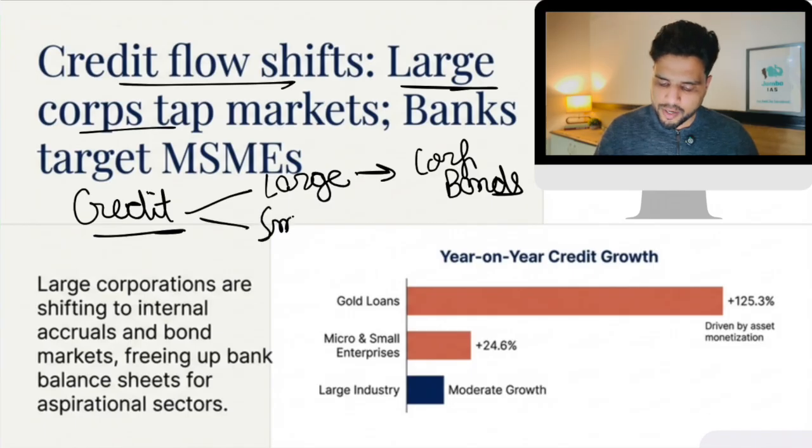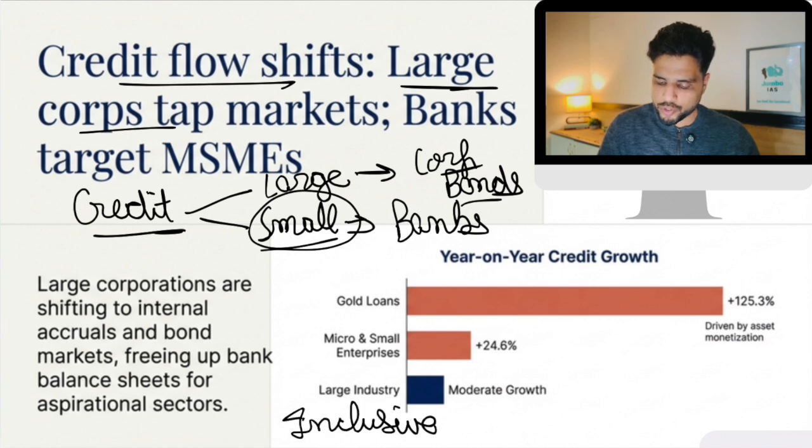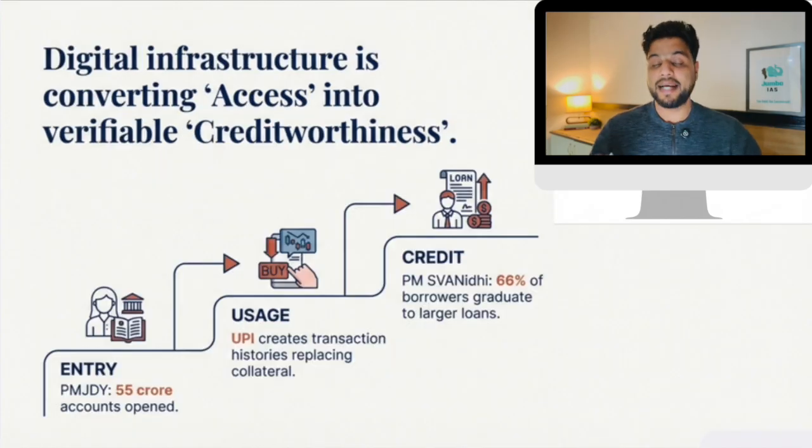And small companies are still reliant on banks. Now, this is a good sign. I'll tell you why. Because earlier, large companies used to borrow so much money that banks were left with little money to lend to small players. So small players were crowded out. Okay, and this was not a good sign for inclusive growth. Okay, large players were having access to all the savings in the banks. But now, large companies are using the corporate bond route, because of which banks now have enough money to fund small companies. So this is a good example of inclusive growth. It has freed up the resources of banks to lend to smaller companies, freeing up banks' balance sheets for aspirational sectors, small companies. Good sign again. Okay, the structure of credit flow has also improved. Make sense?